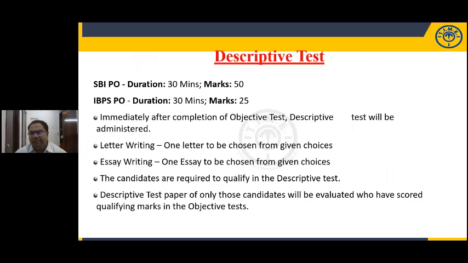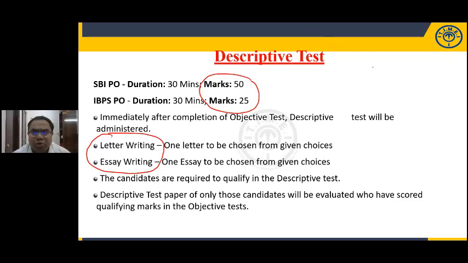For descriptive writing, the only difference is the marks: SBI 30 minutes, IBPS 30 minutes. The SBI exam is for 50 marks, IBPS is for 25 marks. We have only two question types, letter writing and essay writing: one letter from internal choices, one essay from internal choices. Earlier it used to be letter writing, essay writing, paragraph writing, précis writing, composition. Now all of them have been done away with. We have only one letter, with internal choices given, and one essay, with internal choices given; choose one and write.